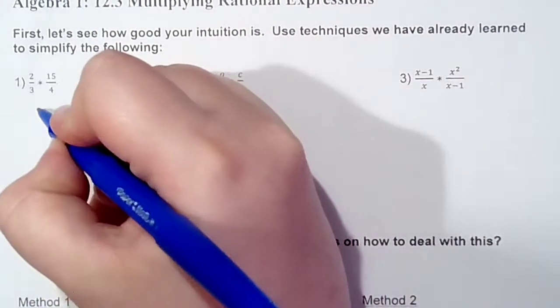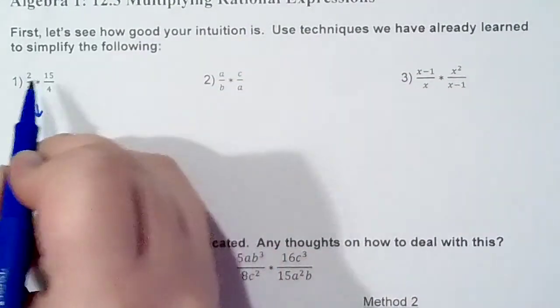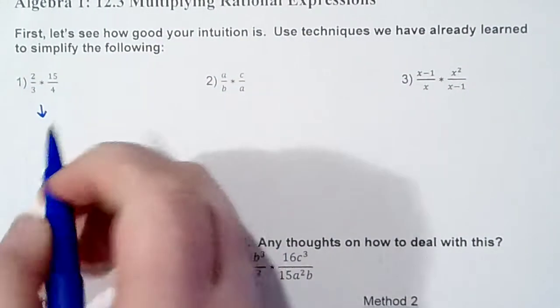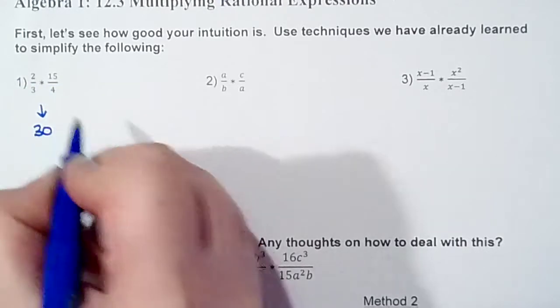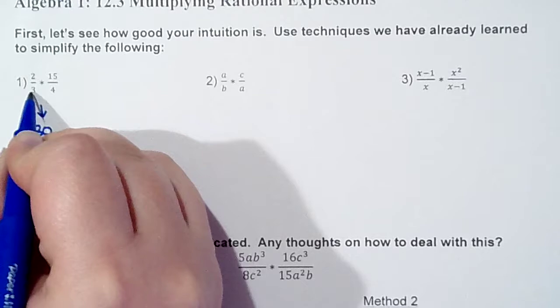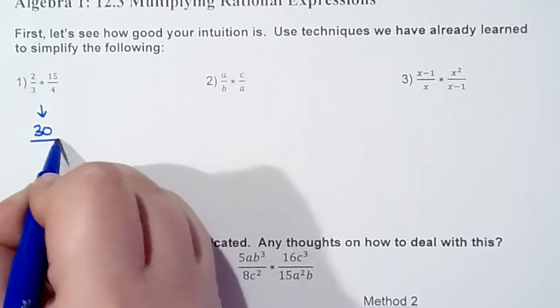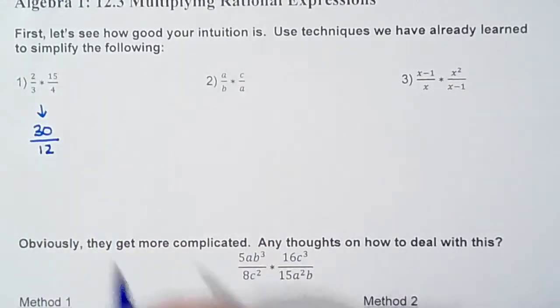So the first way is just simple multiplication. When we multiply fractions or rational expressions, we multiply across the top. 2 times 15 is 30. Multiply across the bottom, we get 12. And then from here, we simplify.